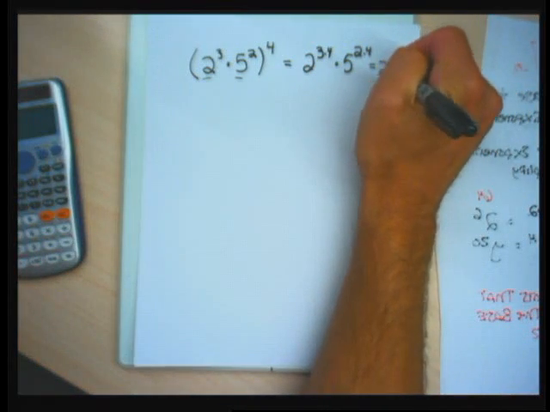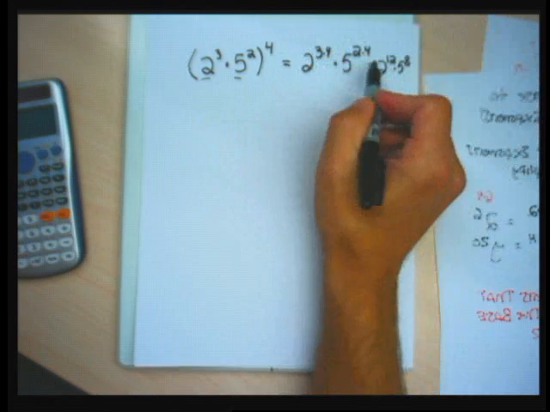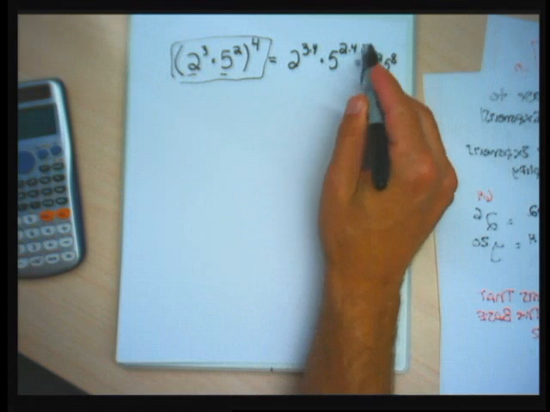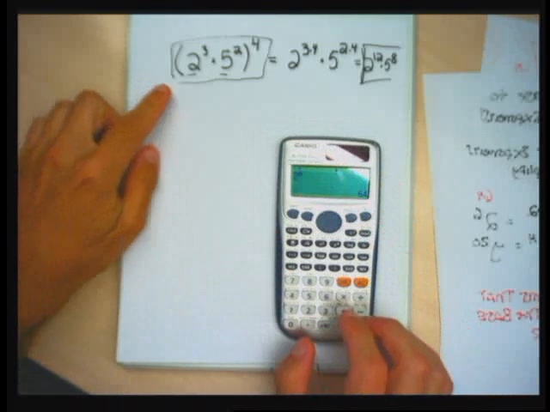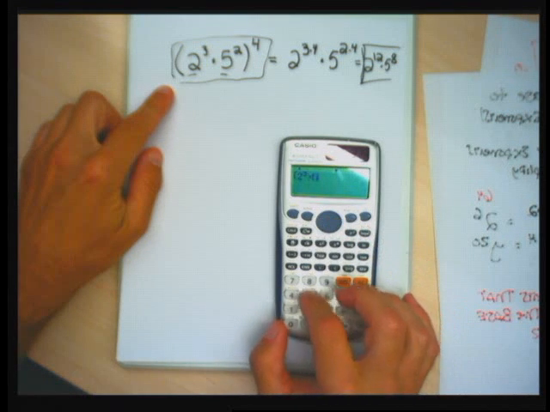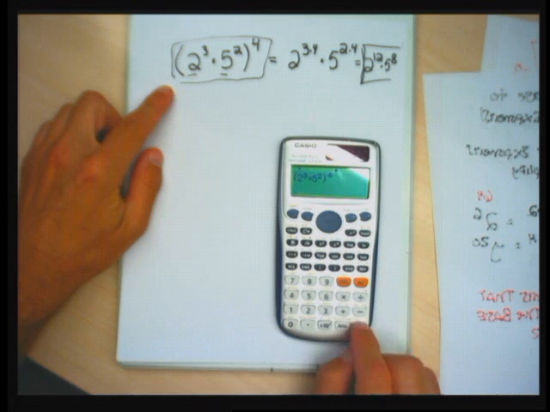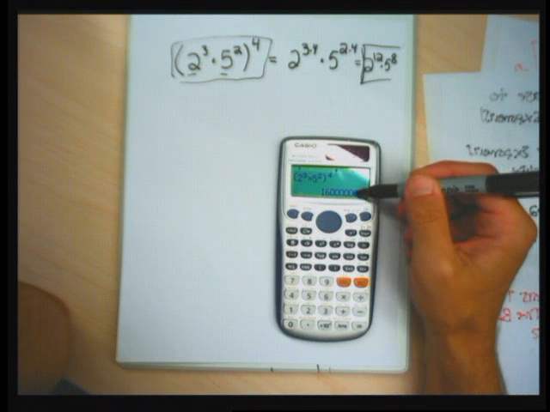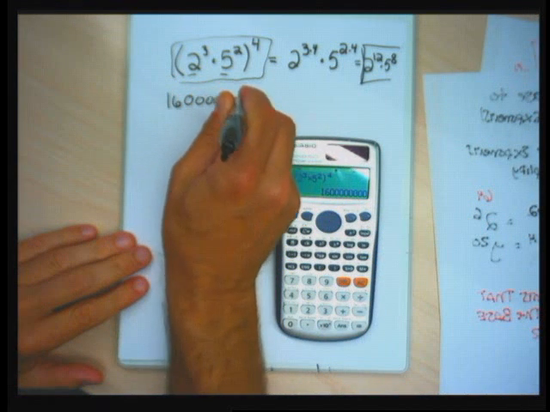So I'd say, this might even blow my calculator up, but that this 2 to the 12th, 5 to the 8th is going to be equal to this. And again, I'm going to show you on my calculator that these two are the same, so I've correctly applied the rule that I'm talking about. So entering this first, parentheses 2 up arrow cubed times 5 squared, parentheses all to the 4th power. So the original problem is equal, oh my gosh, 16 followed by 8 zeros.